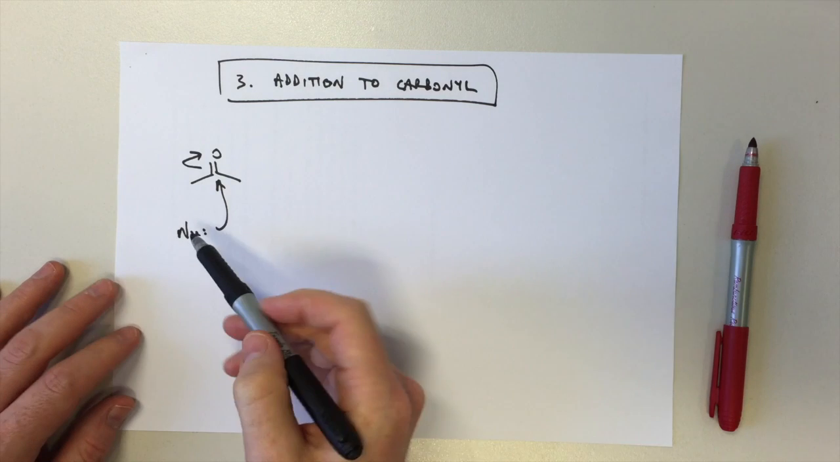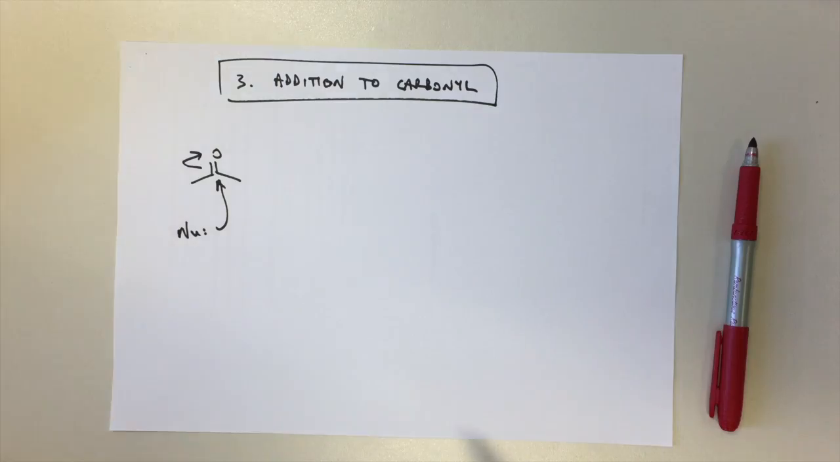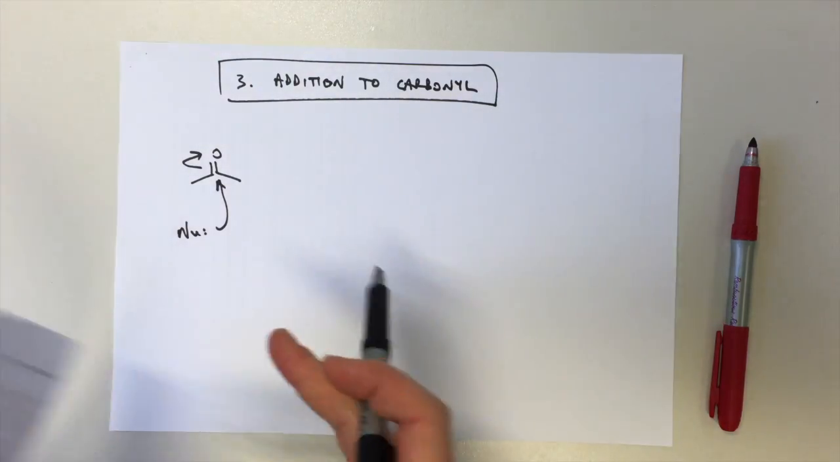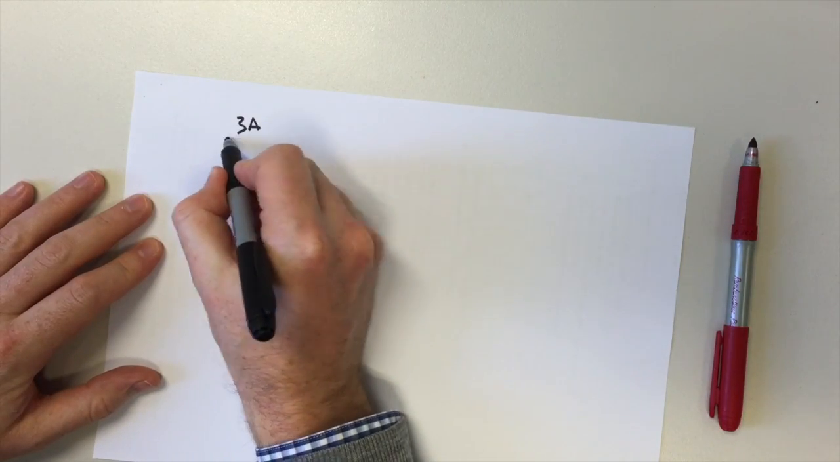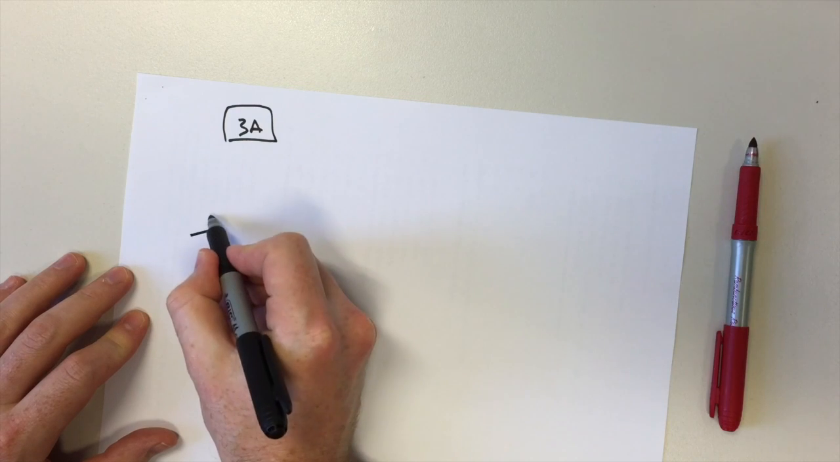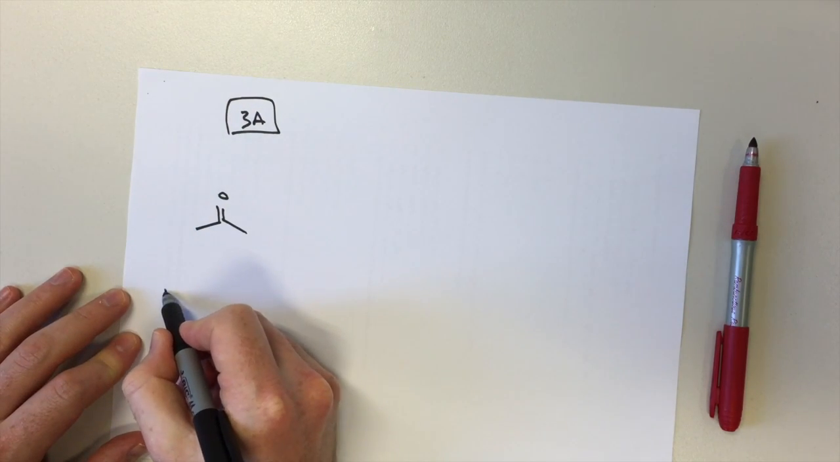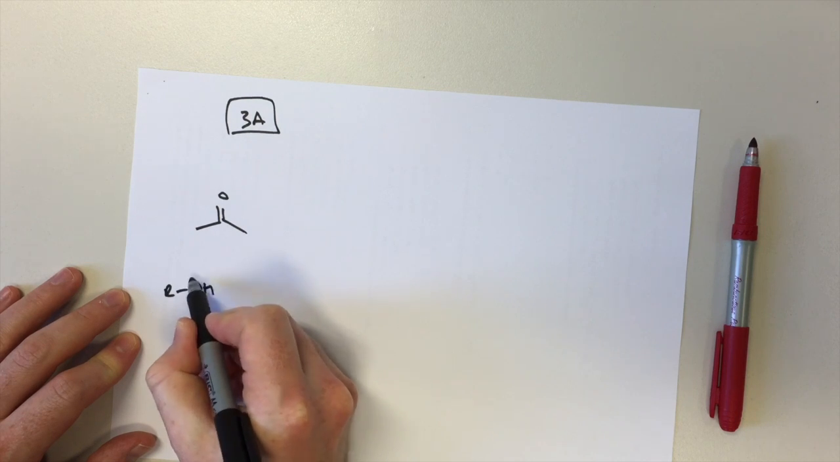Now, there can be a few different nucleophiles, and I'm going to give you 3 different examples. So here's the first example, I'll call it 3A. This is where the nucleophile is going to be an alcohol group. So there's our carbonyl group, and our nucleophile down here is an alcohol.